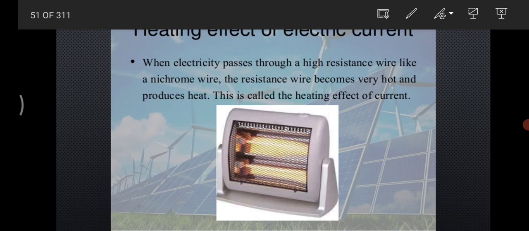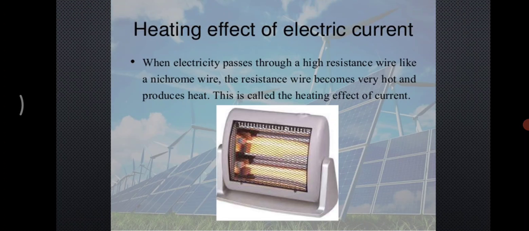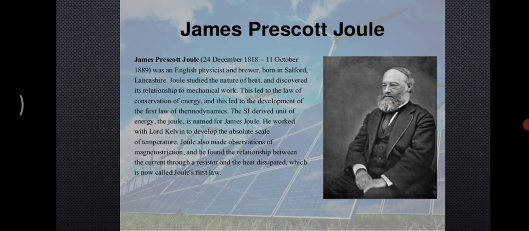Now, it was discovered by James Prescott Joule. He was an English physicist and brewer. Joule studied the nature of heat and discovered its relationship to mechanical work, how work is done. This led to the law of conservation of energy.